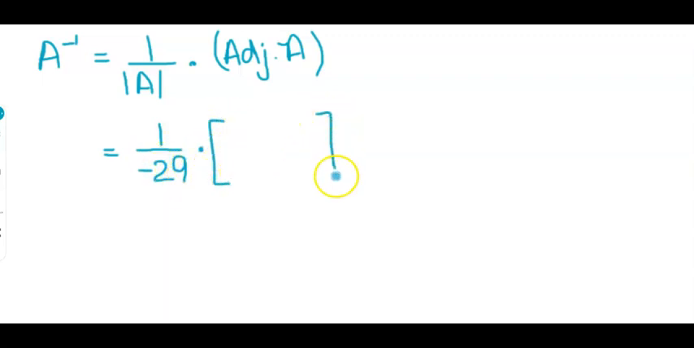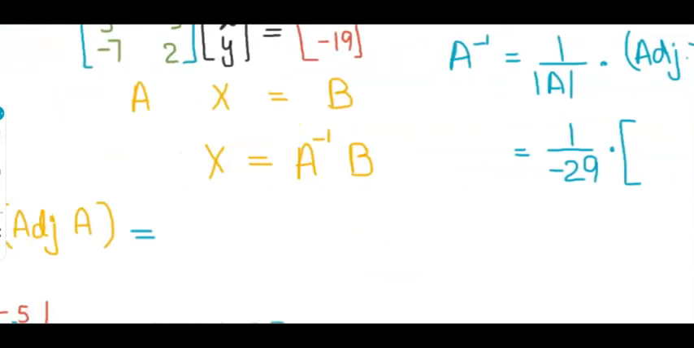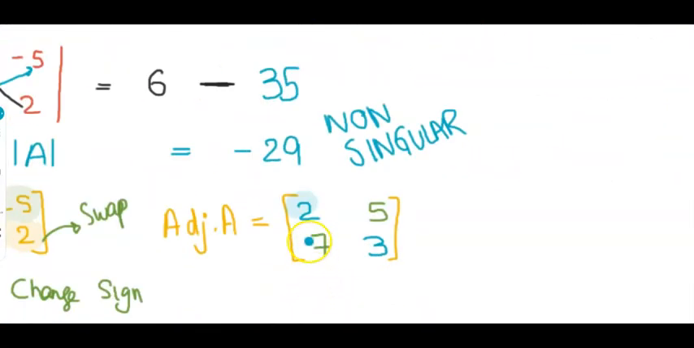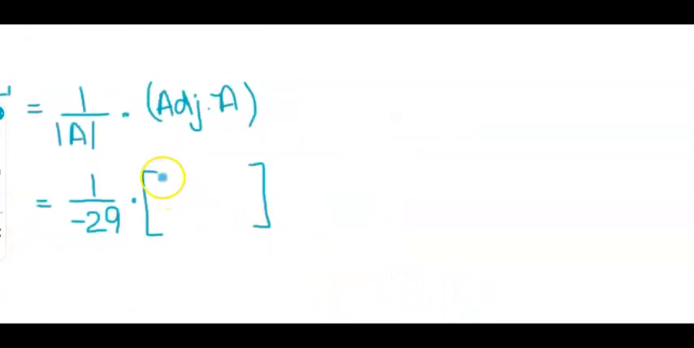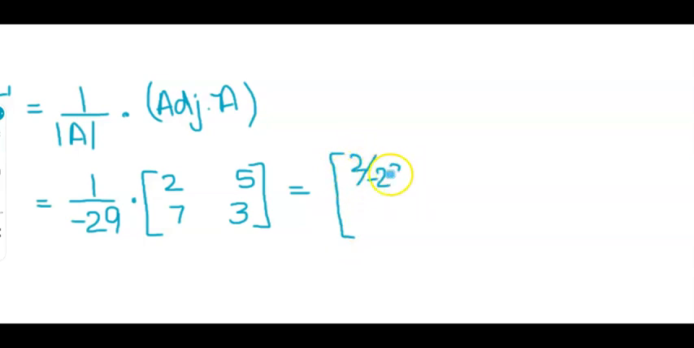And we have this value already, which is here: 2, 5, 7, 3. Now we need to multiply by 1 over minus 29 inside. How do you do that? Easy. You just write 2 over minus 29. Don't need to solve it.